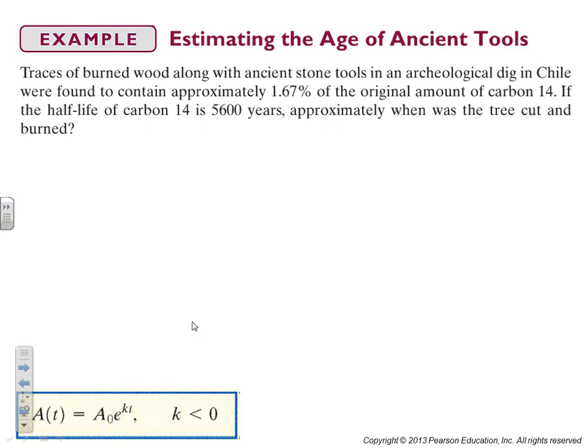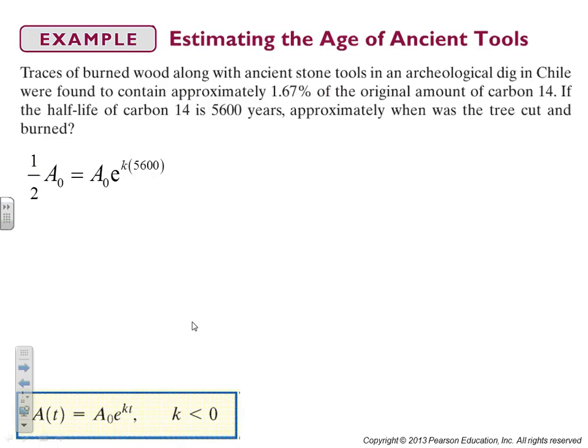All right, traces of burned wood along with ancient stone tools in an archaeological dig in Chile were found to contain approximately 1.67% of the original amount of carbon-14. If the half-life of carbon-14 is 5,600 years, approximately when was the tree cut and burned? Ooh, so real life, Indiana Jones archaeological dig.